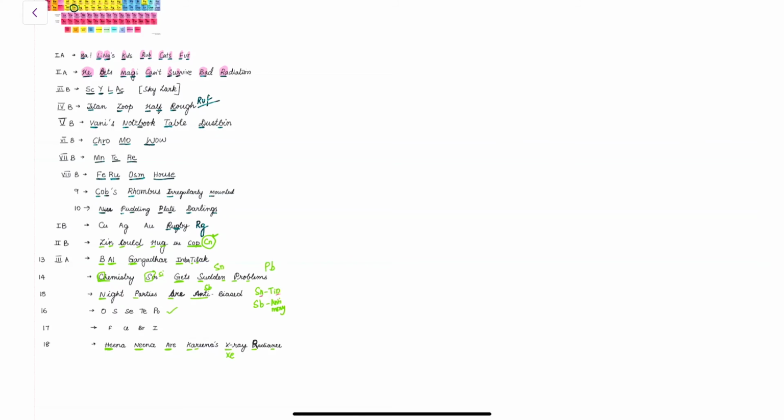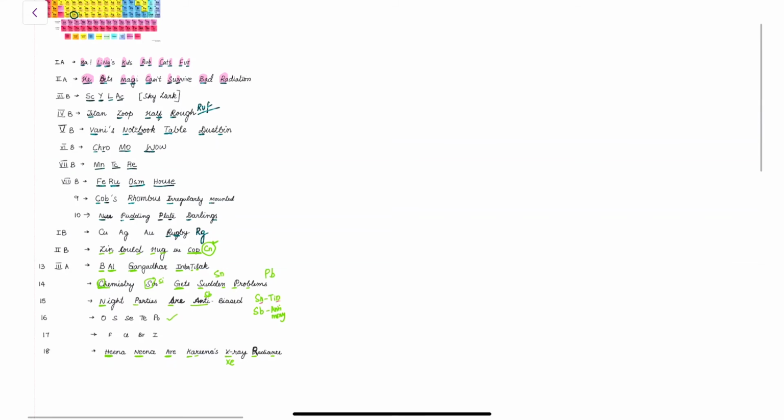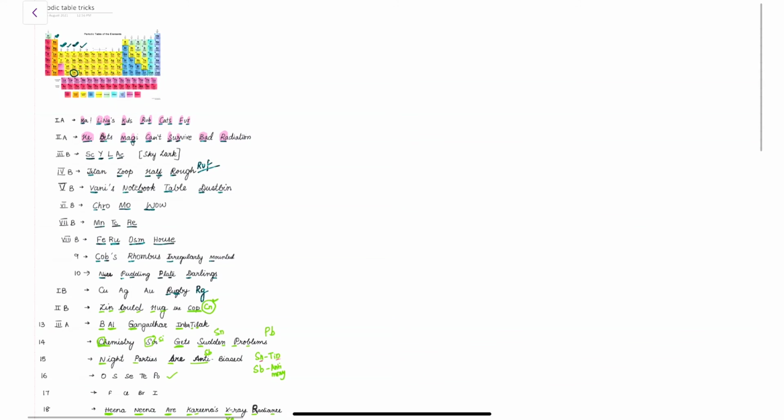Okay, and for 13th group of elements, Bal Gangadhar, Indian Tilak. For 14th, chemistry sir gets sudden problems. Okay, so Sn is for tin. Alright, so for 15th group of elements, night parties are anti-biased. Okay, for 16th, OSATEPO. 17th, fluorine chlorine bromine iodine. 18th, Hina Nina are Karina's X-ray radiance. So this was it, and the rest of the elements will be covered in my part 2 video.